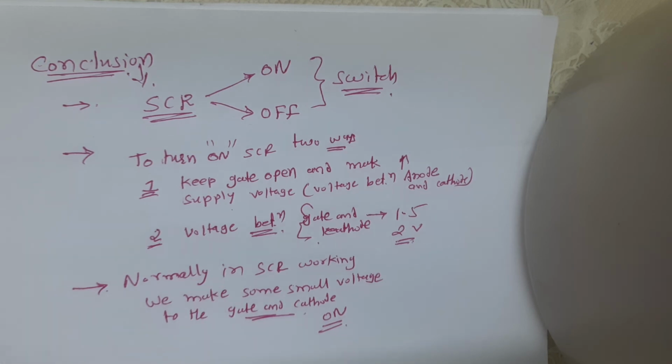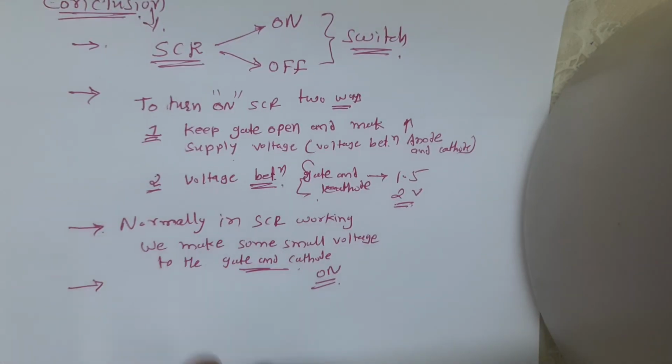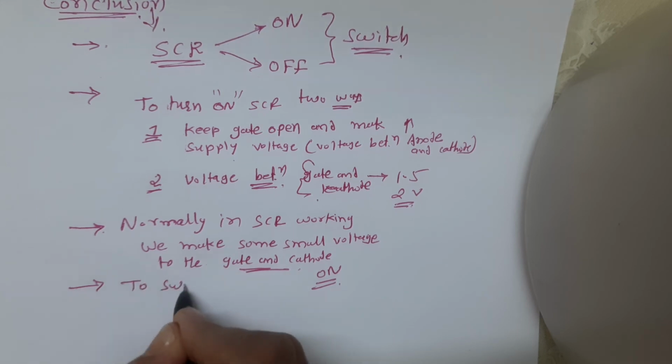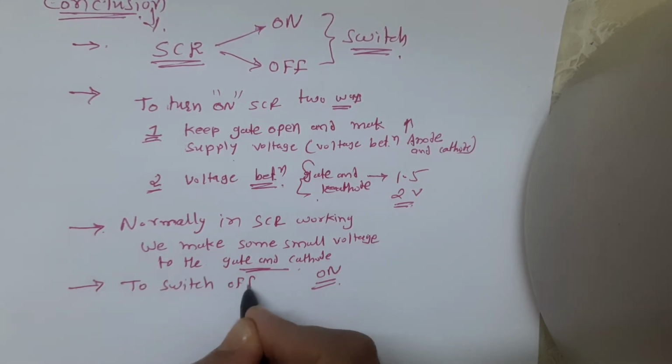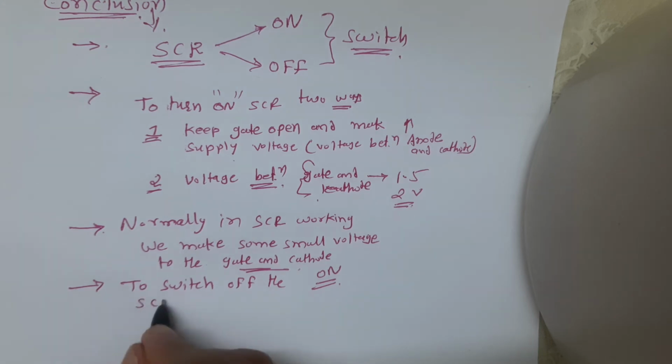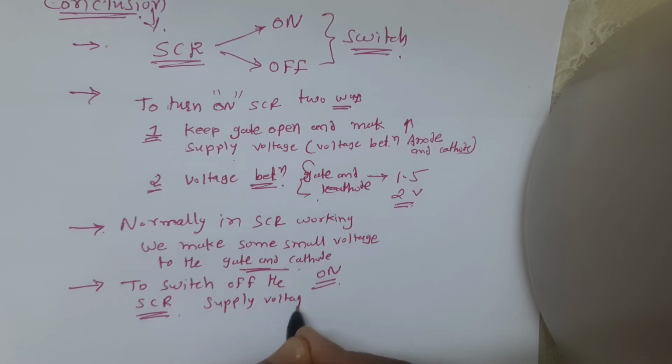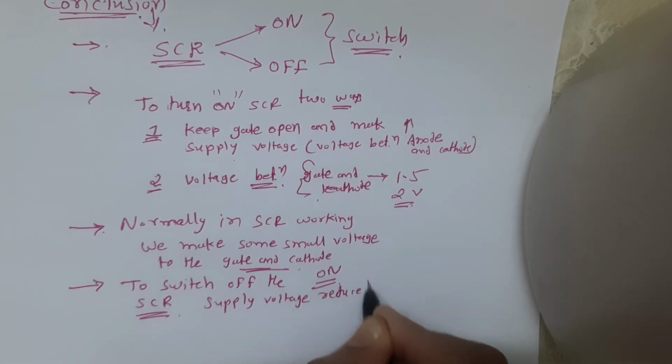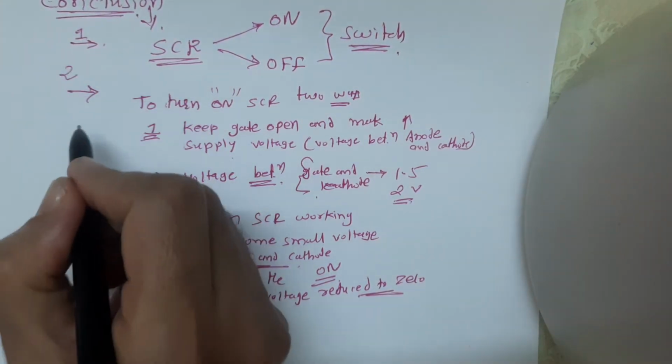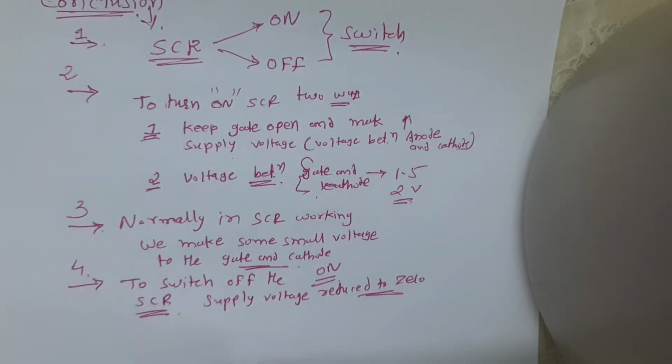And the last conclusion is to open the SCR. That means to make it non-conducting, reduce the supply voltage to zero. So to switch off the SCR, supply voltage is reduced to zero. These are the four main conclusions of this lecture.